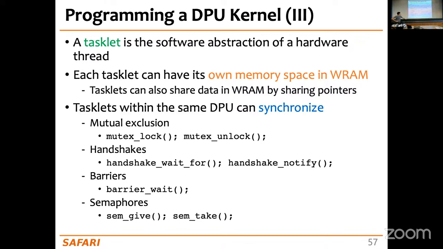One other important characteristic is that the tasklets running on the same DPU can synchronize. It's a parallel processor, right? And we have multiple threads operating on different parts of the data. At some point, they might need to synchronize in different ways. If you are familiar with pthreads, you probably know mutex lock and mutex unlock is a way of creating a critical section, or a mutual exclusion, a section of the code where only one thread can be at the same time. For example, if you want to update some data structure atomically, that would be the way of doing that, right? So when one thread reaches the mutex lock, the access to the critical section is blocked for the rest of the threads. When the thread releases the lock with mutex unlock, the critical section will become available to another thread, okay?